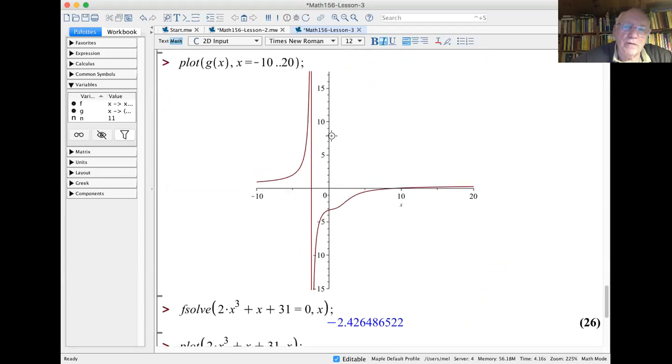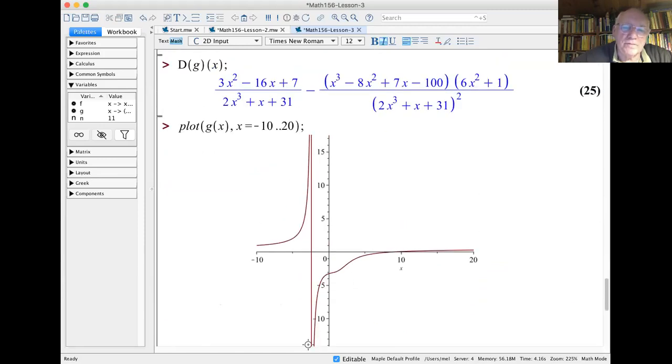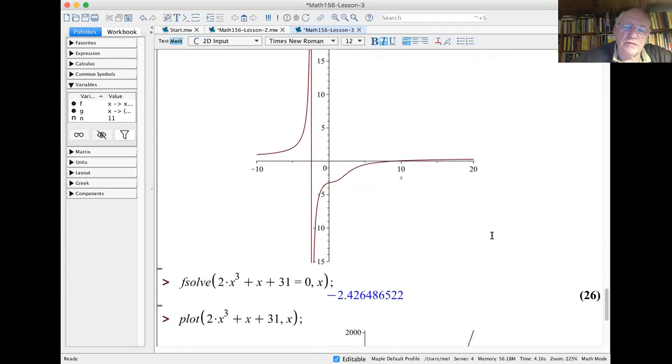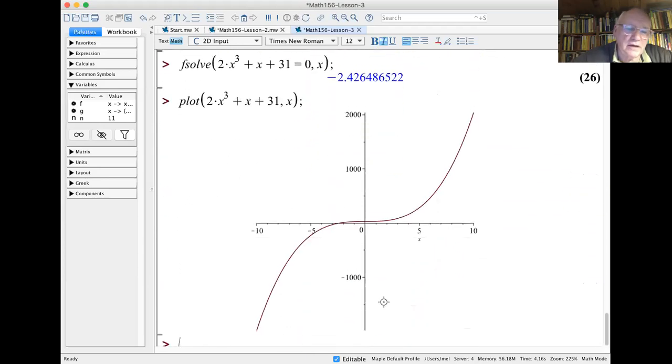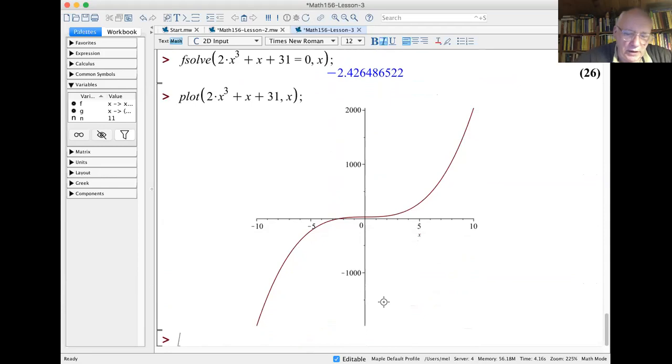And that's why when we plot this function, there's a vertical asymptote at that point. We might ask, what happens to this function as x goes to infinity? Let's see. So we can ask, what is the limit of the function g of x as x goes to infinity?